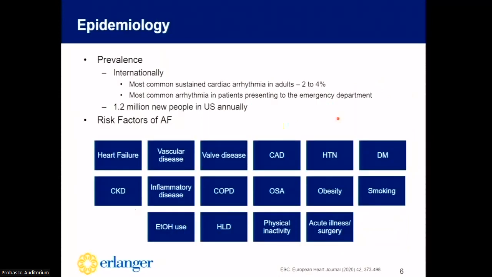Jumping into prevalence, internationally, this is a very common sustained cardiac arrhythmia, affecting 2.4% of adults. It is also the most common arrhythmia in patients presenting to an emergency department. In the United States in particular, it affects 1.2 million new people annually, and this is projected to increase by 2030. Risk factors for atrial fibrillation include heart failure, which we'll talk more about later on, vascular disease, valvular disease, CAD, hypertension, diabetes, CKD, inflammatory diseases, COPD, obstructive sleep apnea, obesity, smoking, alcohol use, hyperlipidemia, physical inactivity, and then acute illness and surgery.